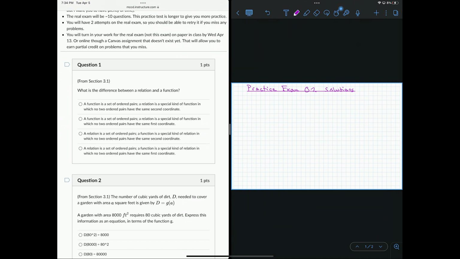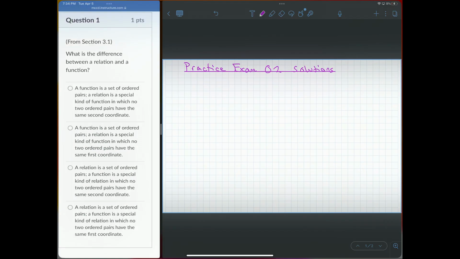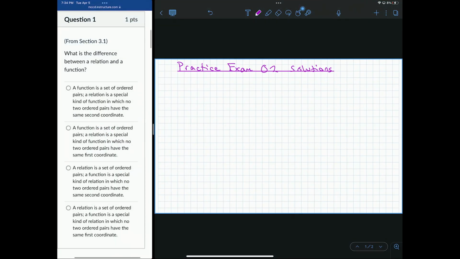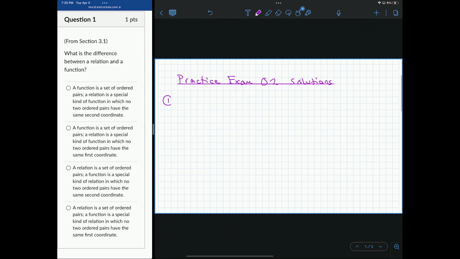Okay, with that being said, let's just go through these problems here. I think this will be the best way to do it. So, question one right here. Question one says, what is the difference between a relation and a function?